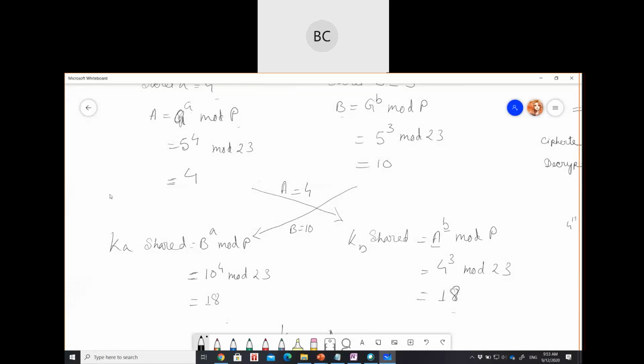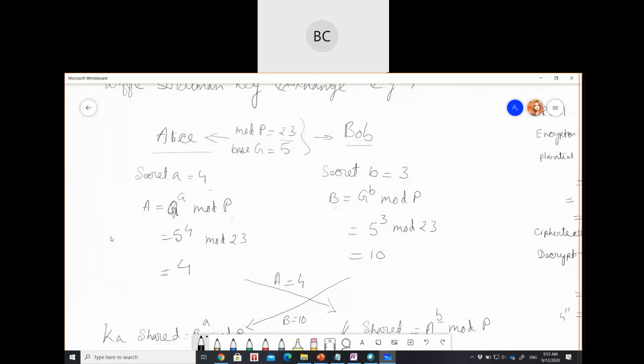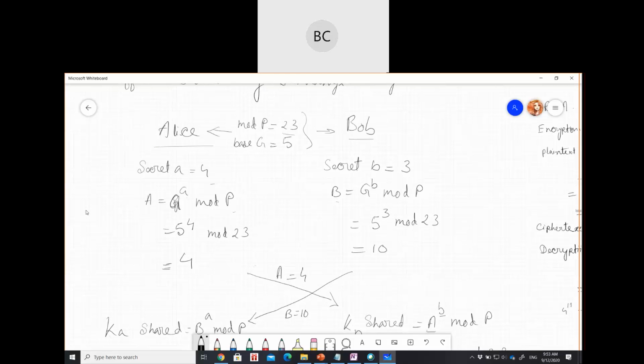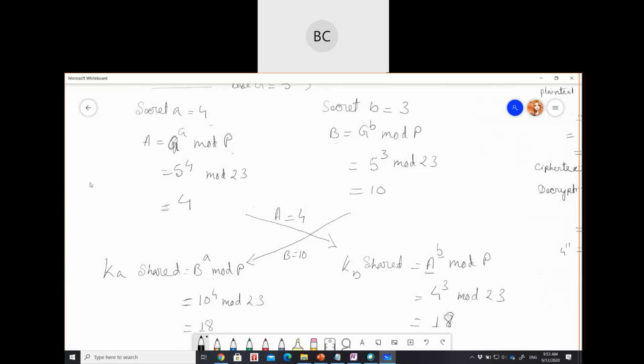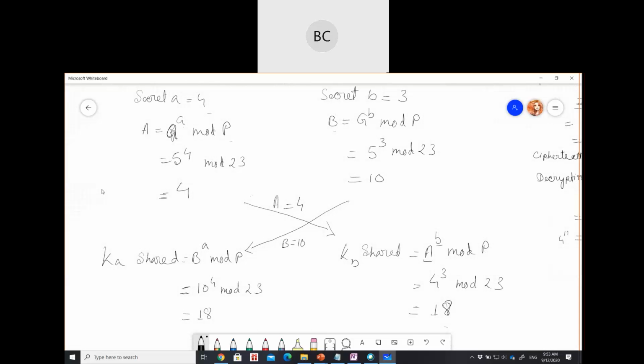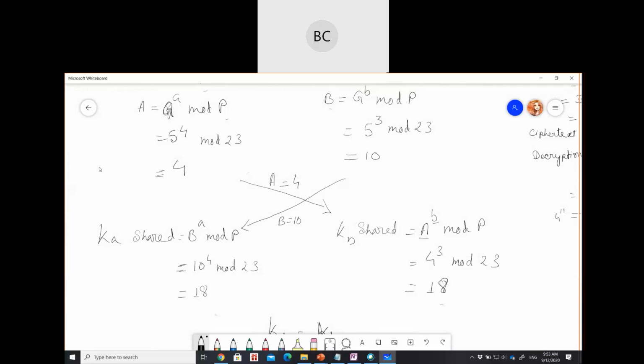That means for the opponents, even though they know this P value and G value, they don't know A and B. Therefore, it's a very good encryption method and a secure method, because it's very difficult to keep guessing the values of A and B. Even if they know the public sharing, they won't be able to generate this shared key. So both parties have a shared key, but to generate it, they are using their own private key and the public keys. Okay.